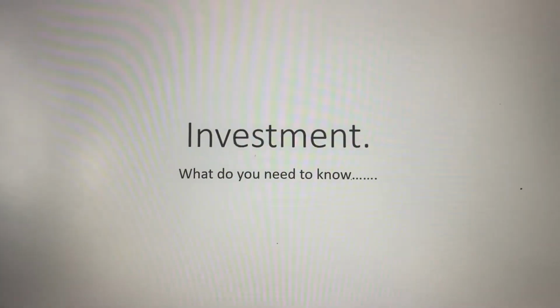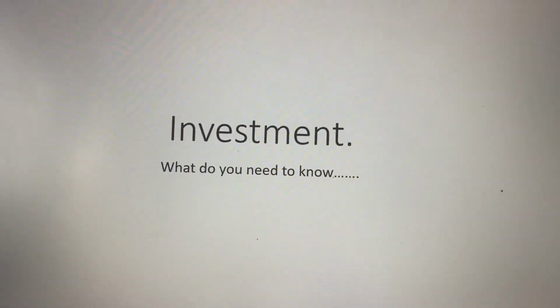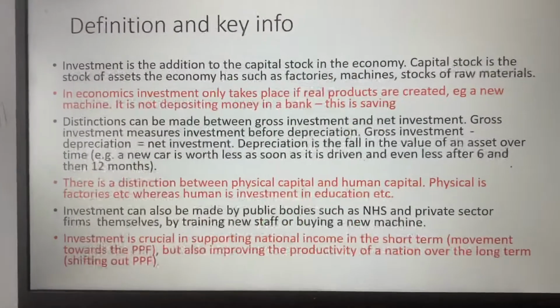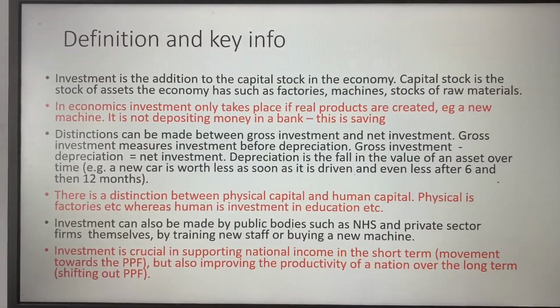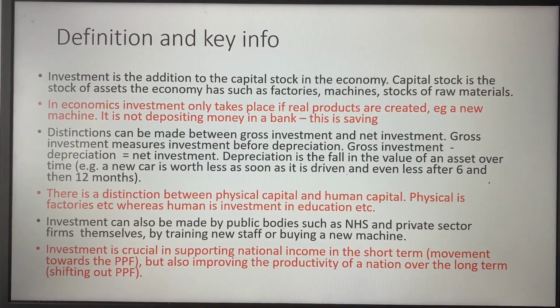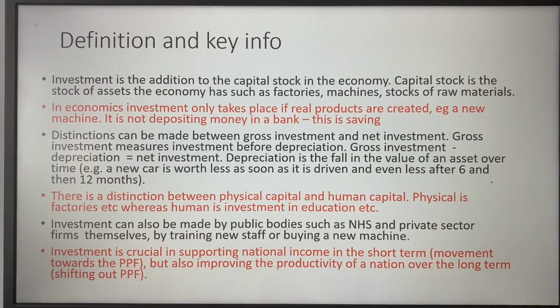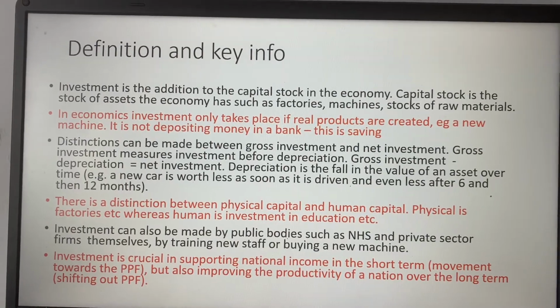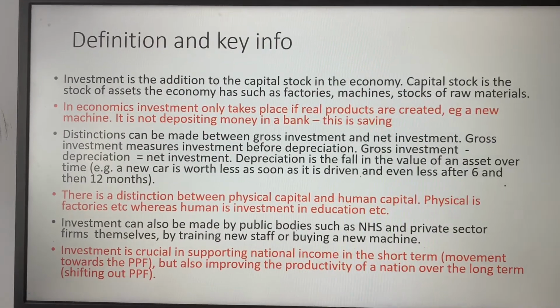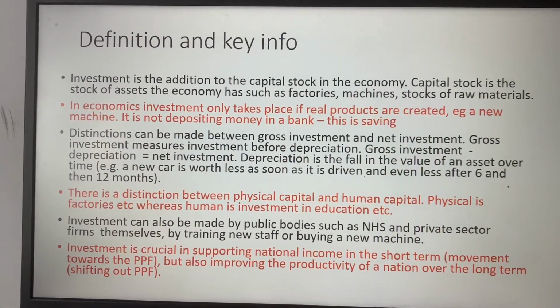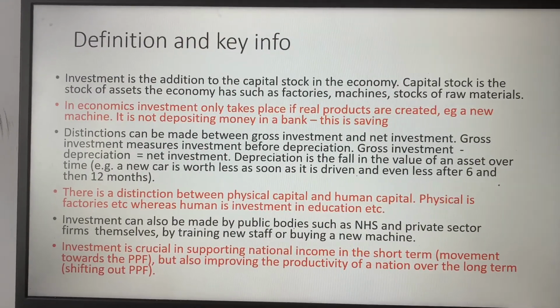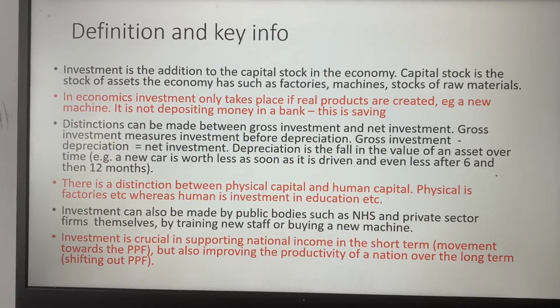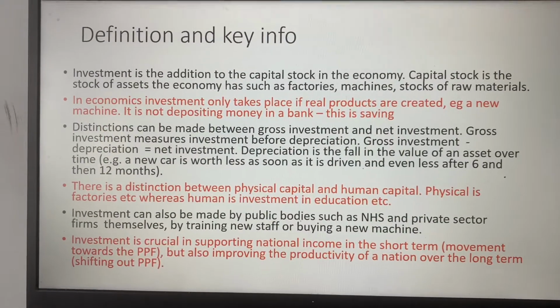Okay, so this is just a little video going through the notes that we've already gone over for investment. So key definition: investment is the addition to capital stock of the economy. So investment is things like factories, machines and stocks of raw materials. In economics, an investment only takes place if something real is being created, e.g. a new machine. It's not savings in a bank.